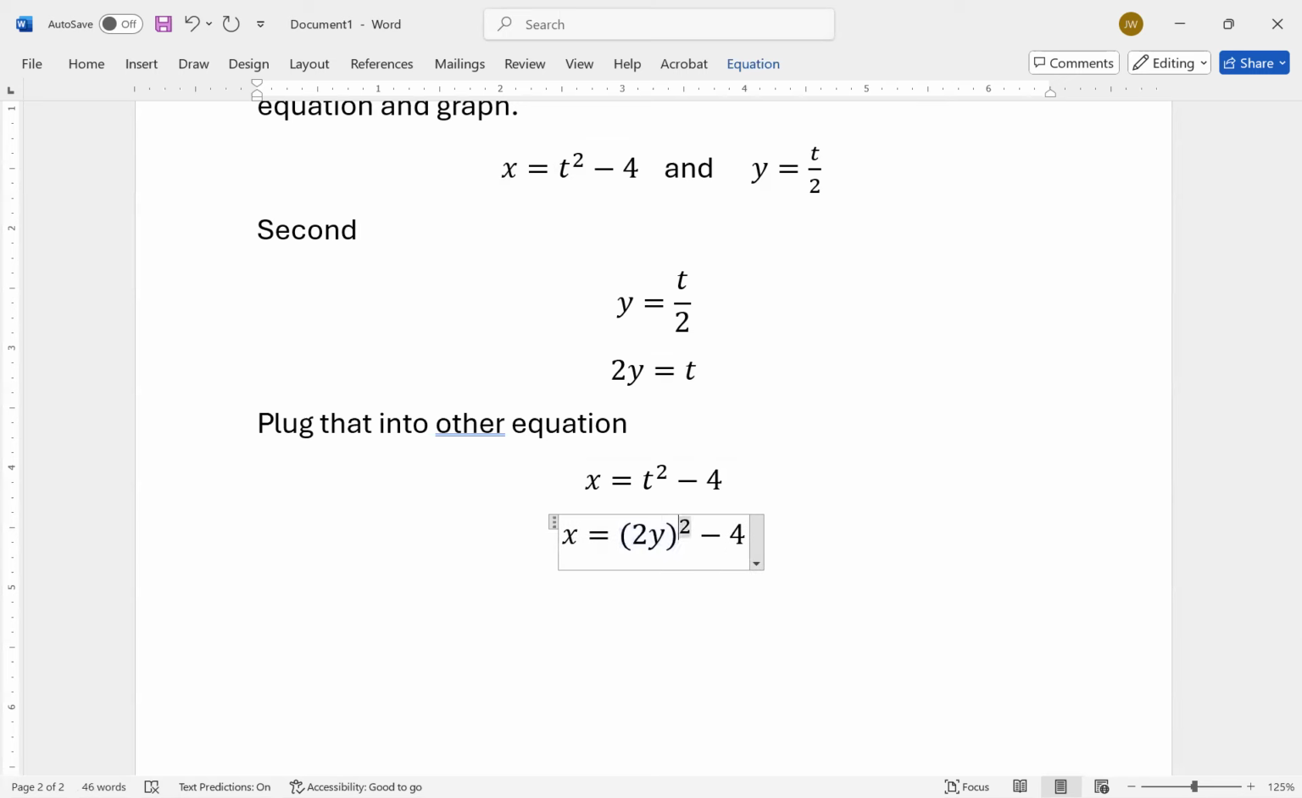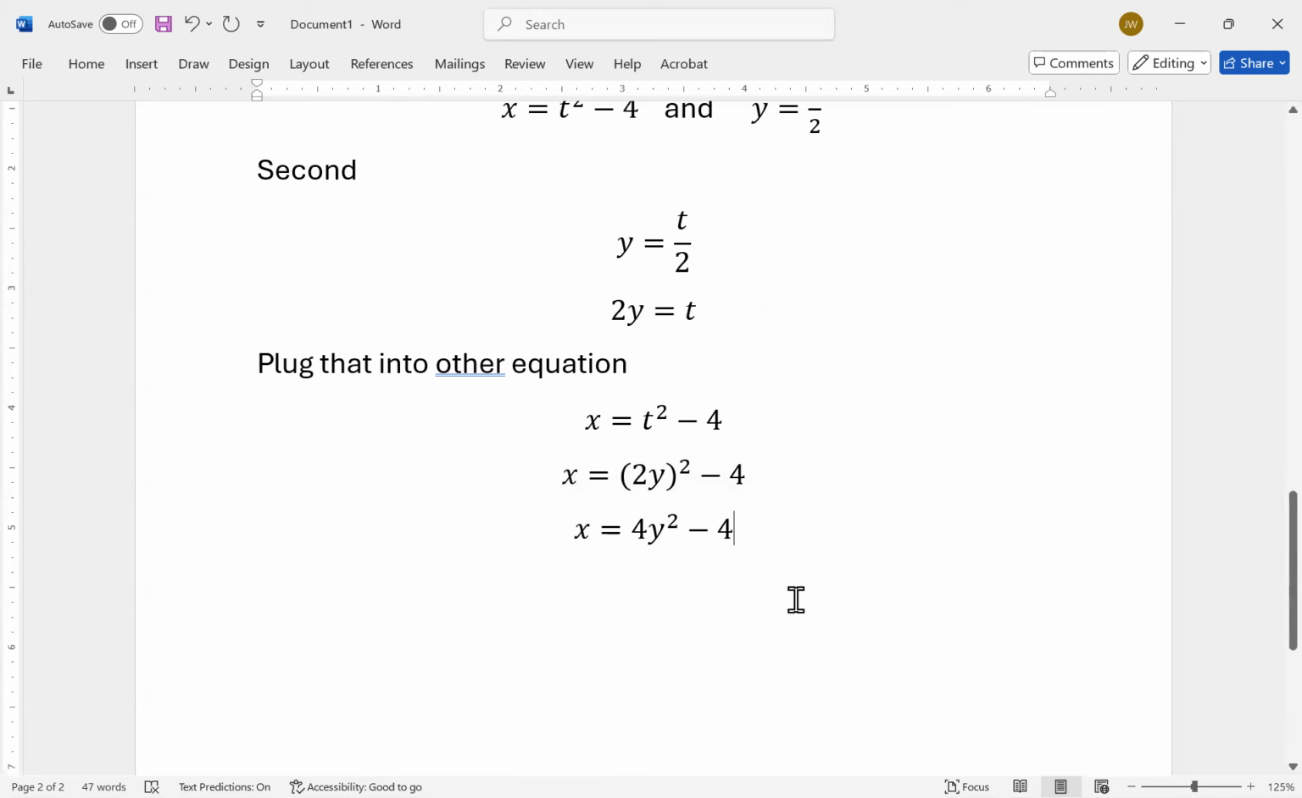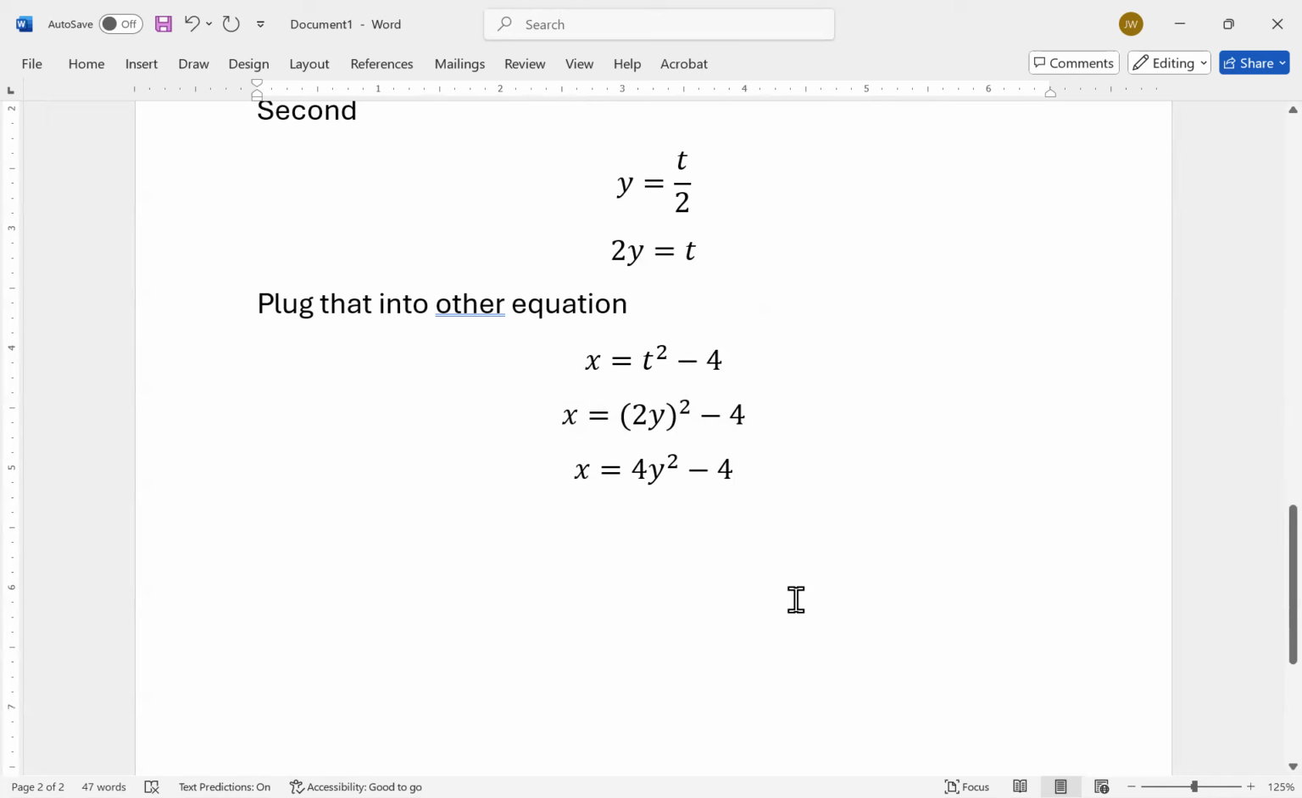Make sure that when you do that, you put that in parentheses because technically the 2 and the y both get squared. And there you go. X is equal to 4y squared minus 4. We know that that equation is going to give us a parabola, specifically a parabola pointing to the right. And it's pretty easy to graph this parabola if we want.